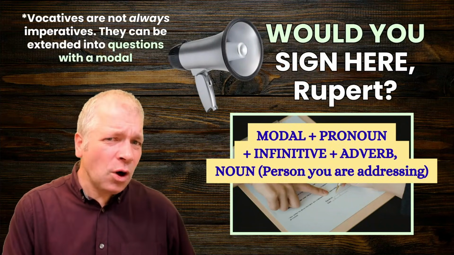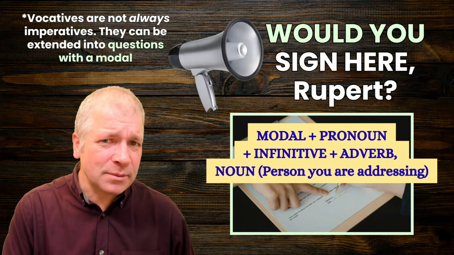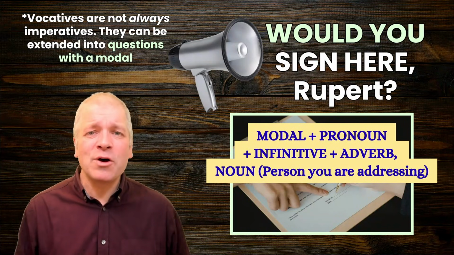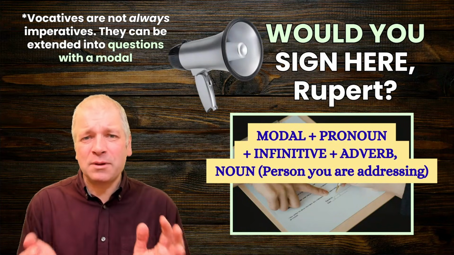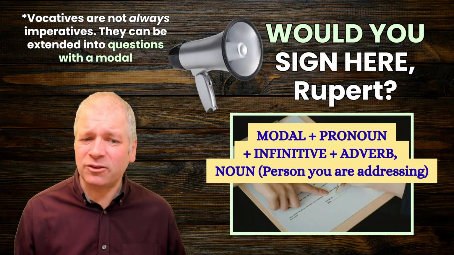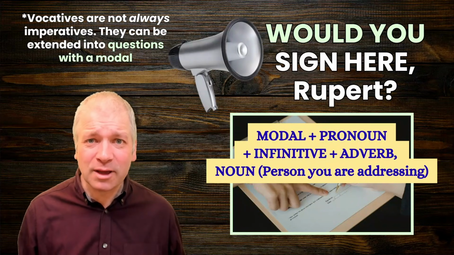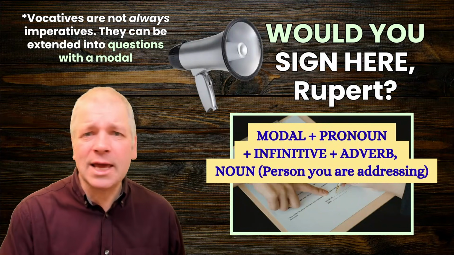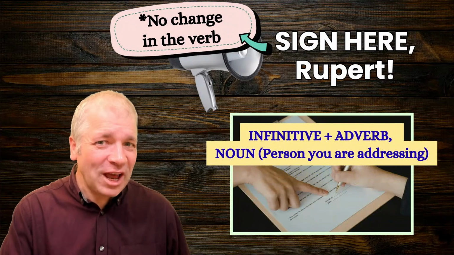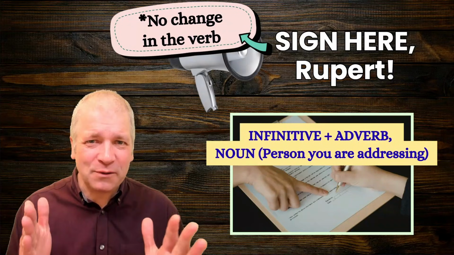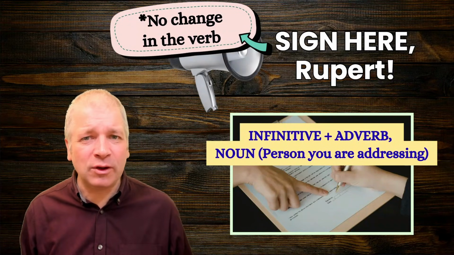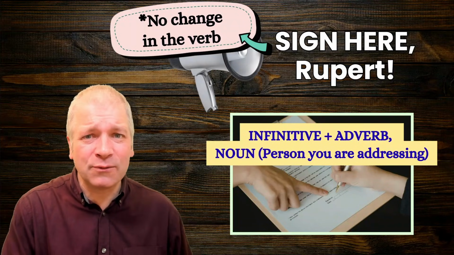But vocatives are not always imperatives. What's an imperative? An imperative is where you have the verb in its infinitive form starting the clause, like an order. You could also extend them into questions with a modal, such as this one. Would you sign here, Rupert? Notice that there's no change in the verb here. Sign is the infinitive form. In some languages, there is a special tense for the vocative, but not in English. Just use the infinitive.